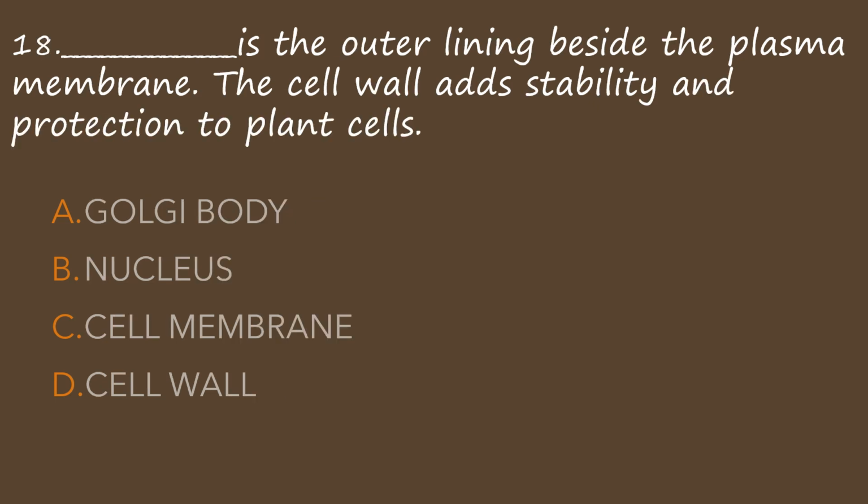Number 18. Blank is the outer lining beside the plasma membrane, and adds stability and protection to the plants. A. Golgi body. B. Nucleus. C. Cell membrane. And letter D. Cell wall.